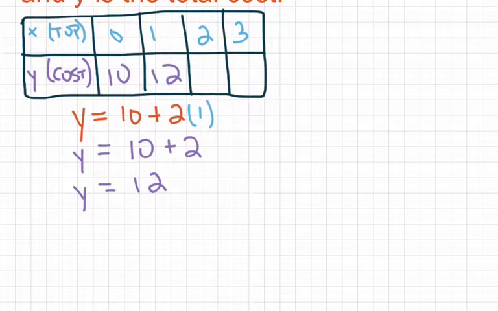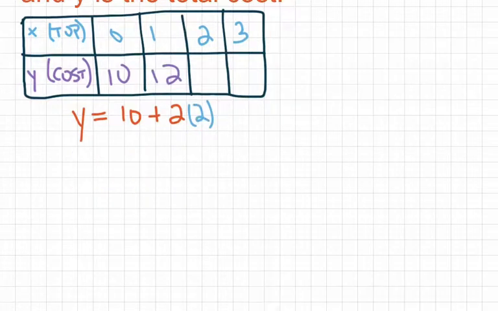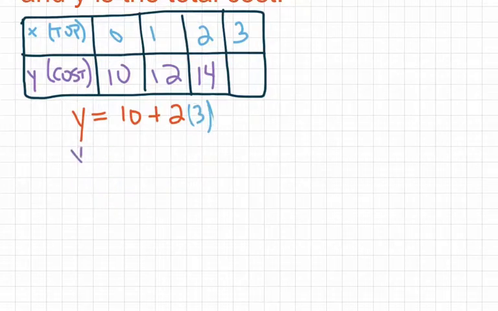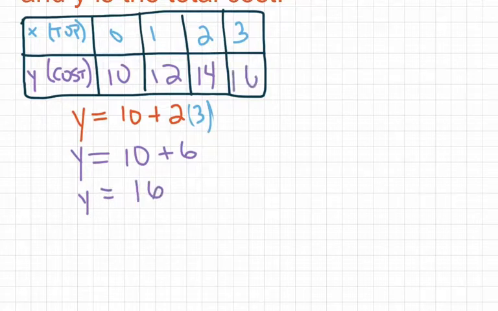Next we find out how much it would be for a 2 topping pizza. So y is equal to 10 plus 2 times 2. So 2 times 2 is going to give us 4. So a large pizza with 2 toppings is going to cost us $14. Finally, we're going to substitute in 3 for 3 toppings on the pizza. So y is equal to 10 plus 2 times 3 is 6. So a large pizza with 3 toppings is going to cost us $16.